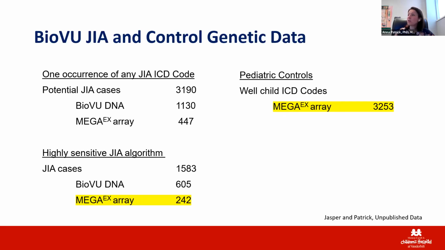And we need a comparison group. And so for our pediatric controls, we took cases from the EHR that contained at least one healthy well child check ICD code and found those cases that also had MegaX array available. And though I'm not discussing it here, we have requested and are in process of obtaining additional MegaX arrays from the highly sensitive JI algorithm BioView DNA that has not yet been studied.